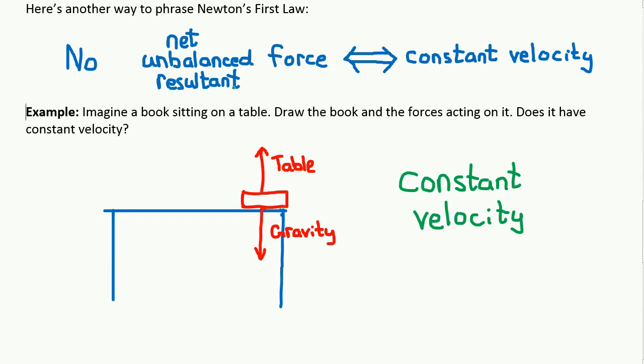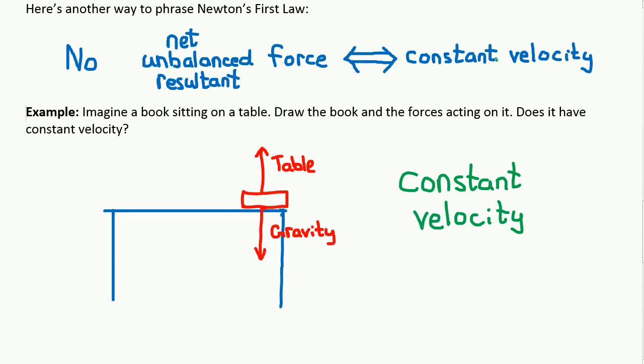And the word resultant, you'll remember from when we worked with vectors before, just means if you take a bunch of vectors and add them together, what's the leftover bit? What's the answer you get? The resultant. And if I take this arrow going up and I were to add it head to tail with this arrow going down, I'd get right back to where I started. I'd have a resultant that is 0. So when I say there's no net force, or there's no unbalanced force, or there's no resultant force acting on this book, those all mean the same thing. And Newton's first law tells us the book then must have constant velocity.